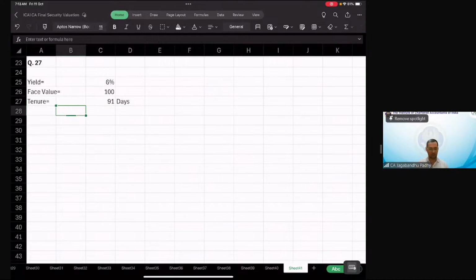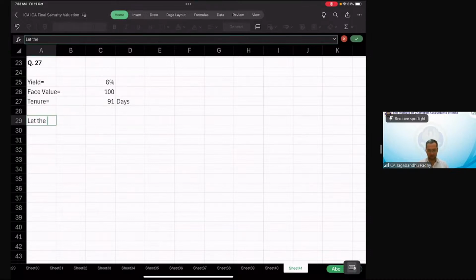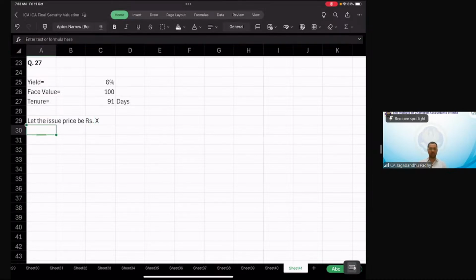If it is 91 days, let the issue price be rupees X. So if the issue price is rupees X, we need to know what is the rate of return that we are going to earn. The rate of return that we are going to earn is already given to us as 6%.